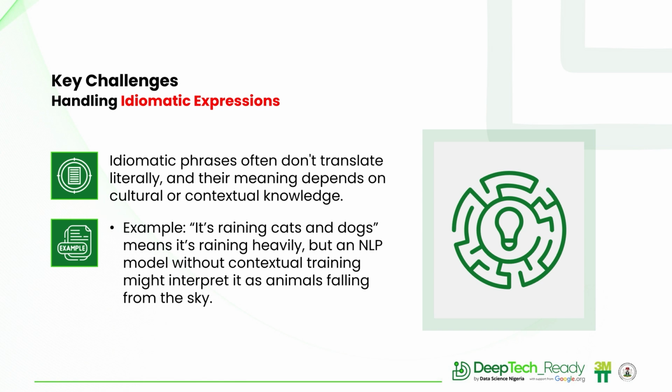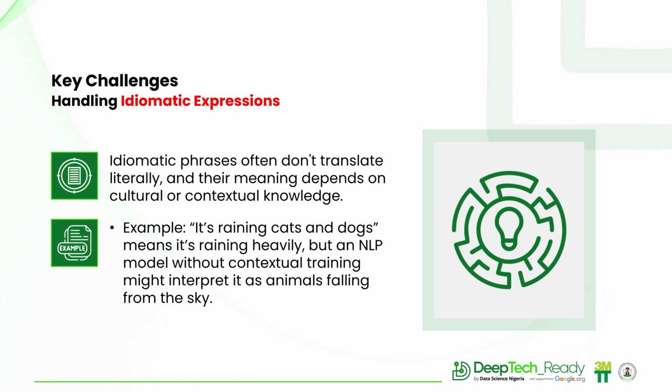This is one of the significant challenges in machine translation. Idioms are phrases where the meaning isn't derived from the literal definition of the words. For example, consider the phrase, "It's raining cats and dogs." A machine translation without proper contextual understanding may interpret it literally, suggesting that animals are falling from the sky. However, the actual meaning is simply that it is raining heavily.